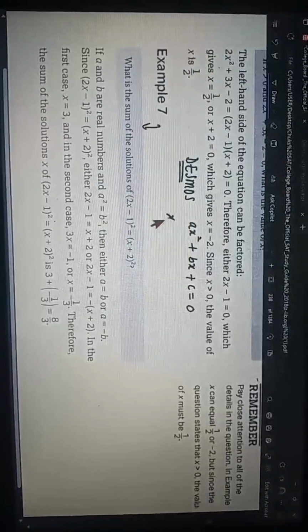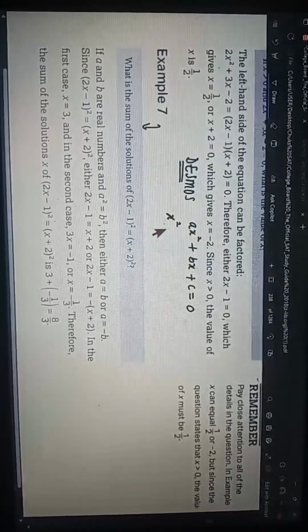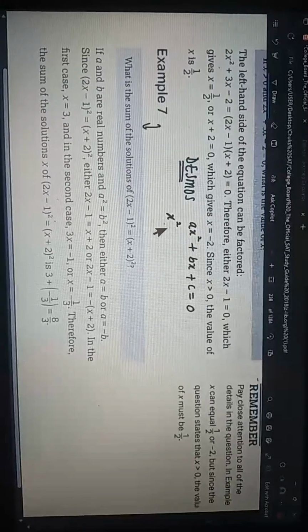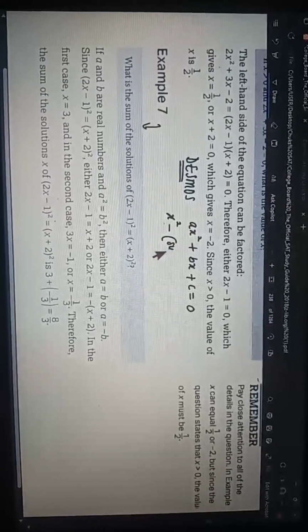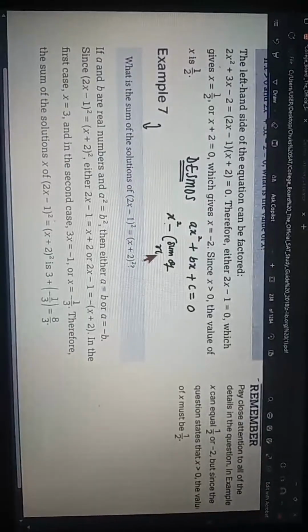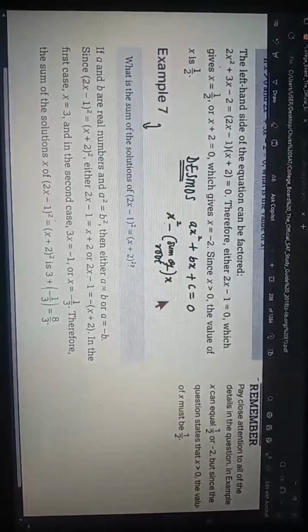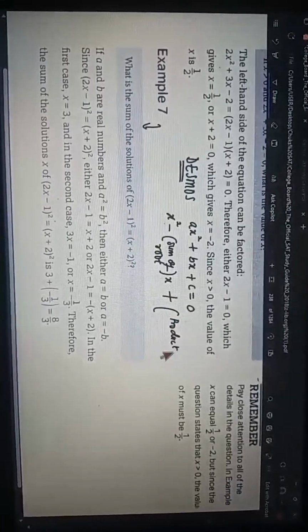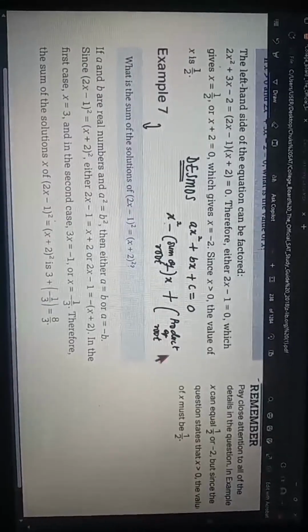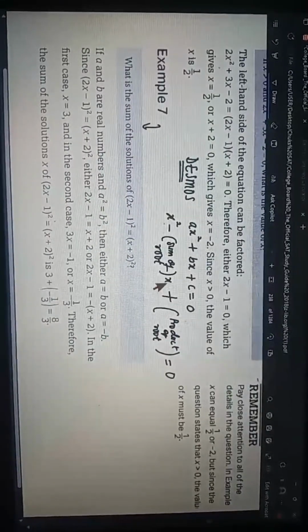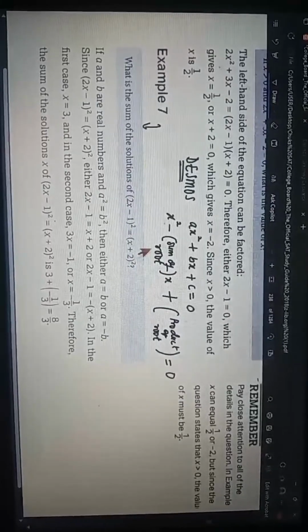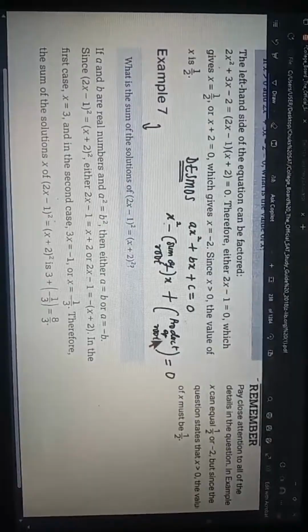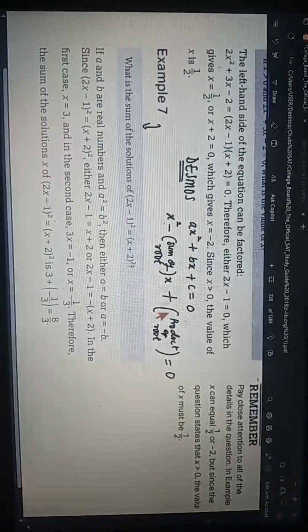If the unknown variable is x, you can have it like this: x squared minus (sum of roots) x plus (product of roots) equal to 0. So this is another way you can express a quadratic equation. If a quadratic equation is expressed in this way, you can easily tell what the sum of roots is and what the product of roots is without doing any calculation.